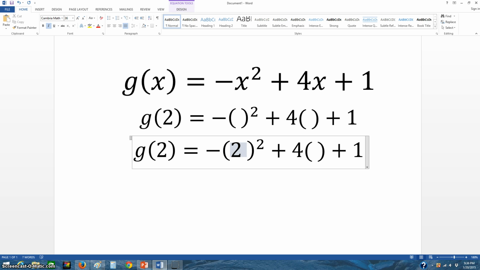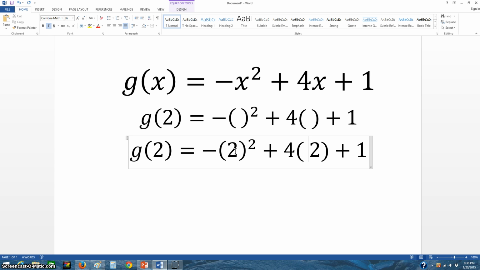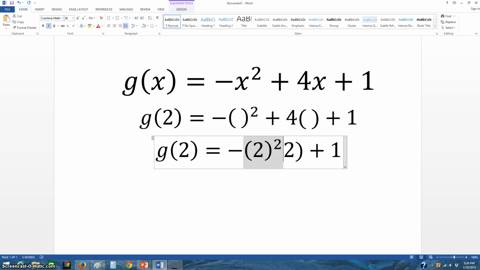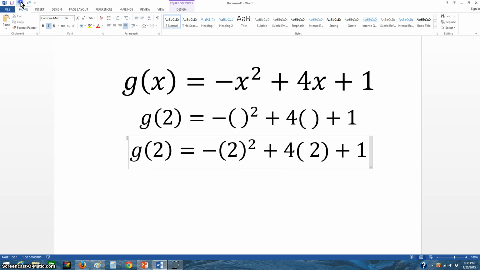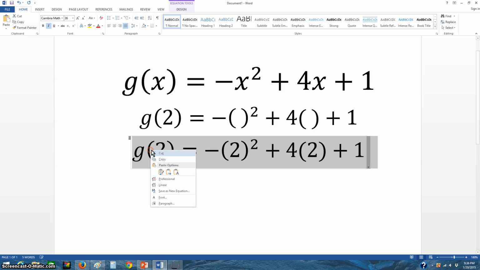Okay, so I see a set of parentheses right there. I'm going to go ahead and place my 2 there, and I also see another set of parentheses right here, so I'm going to place my 2 there. Alright, I did too much. Okay, there we go. Now the next thing is to evaluate. So let's go ahead and evaluate.